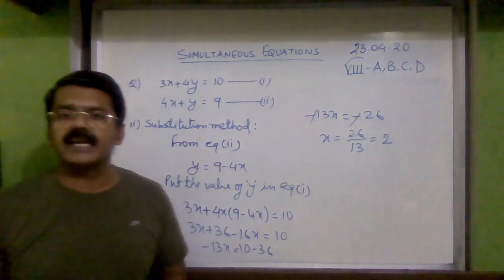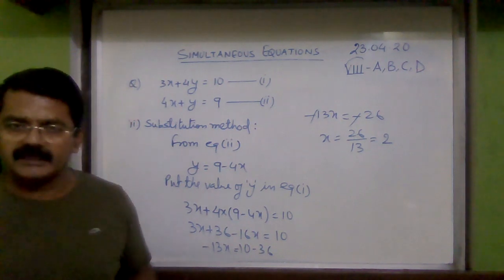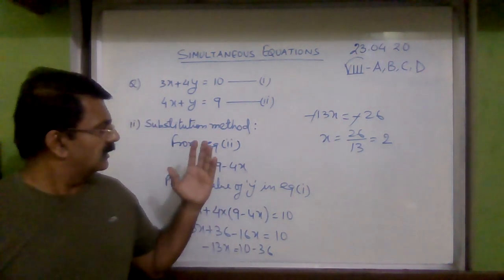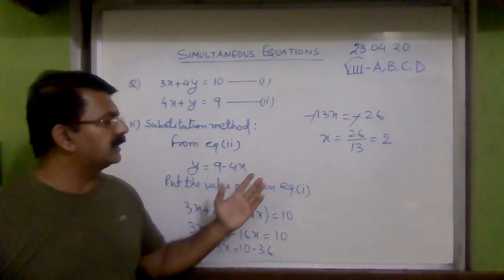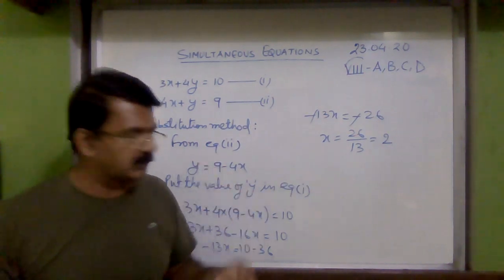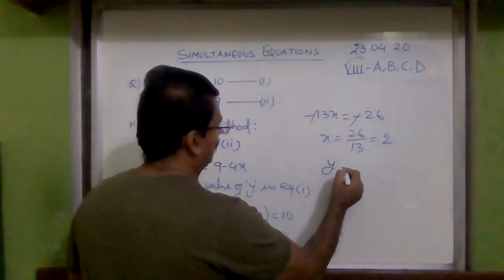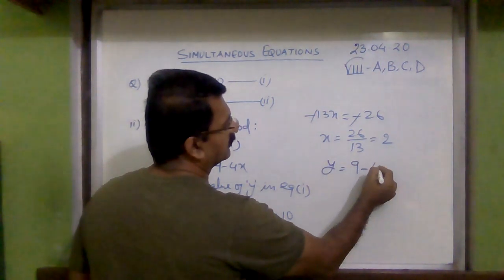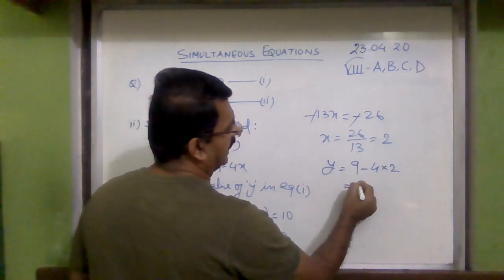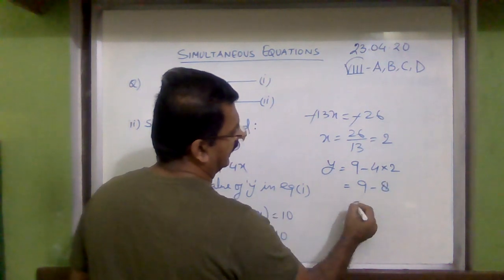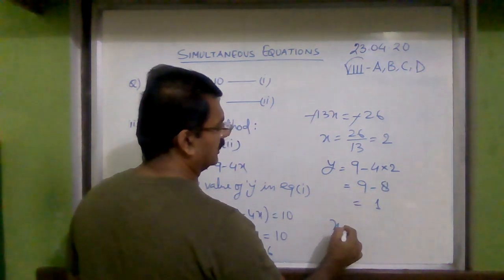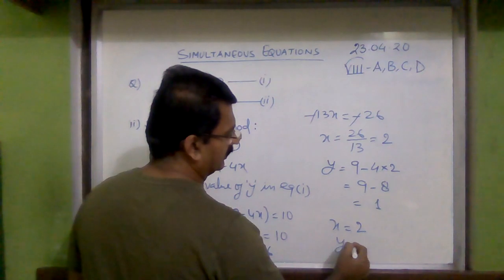So you can see we are getting the same answer by the other method also. In the elimination method also x was 2, here also x is equal to 2. Now you put this value of x here, then y is equal to 9 minus 4 into 2, that is 9 minus 8, that is 1. So x is equal to 2, y is equal to 1.